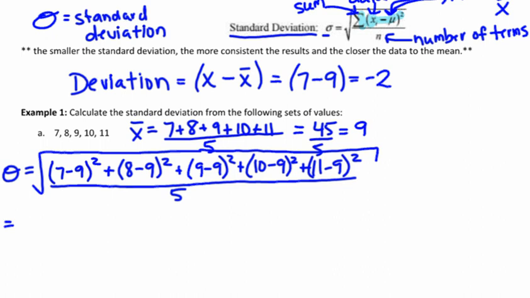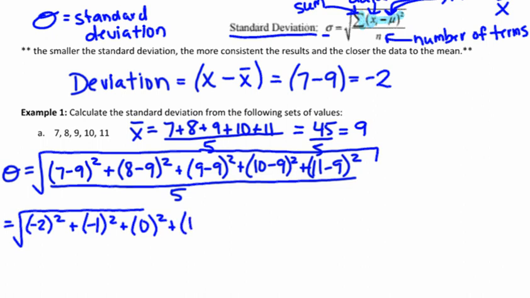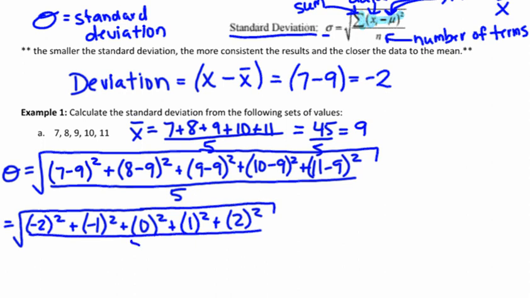Simplifying that further, 7 minus 9 is negative 2 squared plus negative 1 squared plus 0 squared plus 1 squared plus 2 squared. Again, finish off your square root sign. Still all divided by 5.